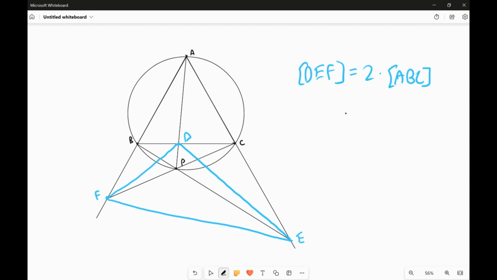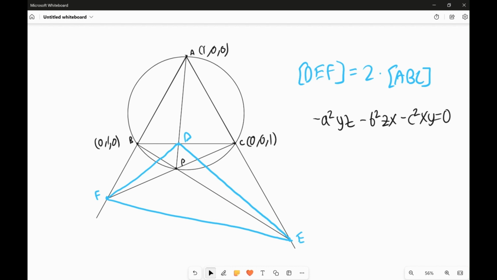So the circumcircle is given by the equation negative a squared yz minus b squared zx minus c squared xy is equal to 0, where a is (1, 0, 0), b is (0, 1, 0), and c is (0, 0, 1). And a squared, b squared, c squared are the squares of the sides of the triangle. But this is equilateral, so the sides are all equal, which means that they all vanish, and we get xy plus yz plus zx equals 0. So this is the equation that P must satisfy.